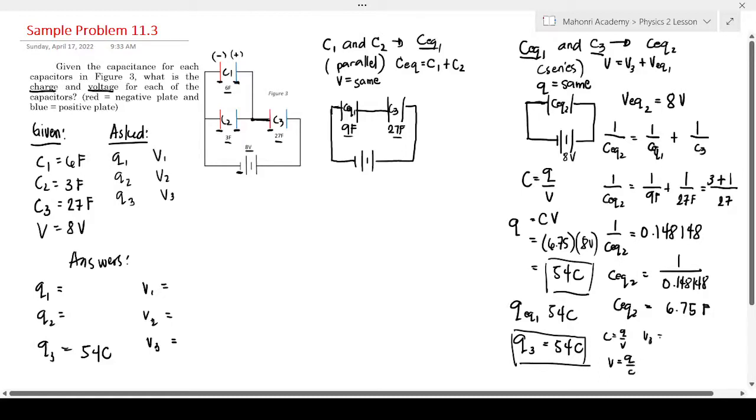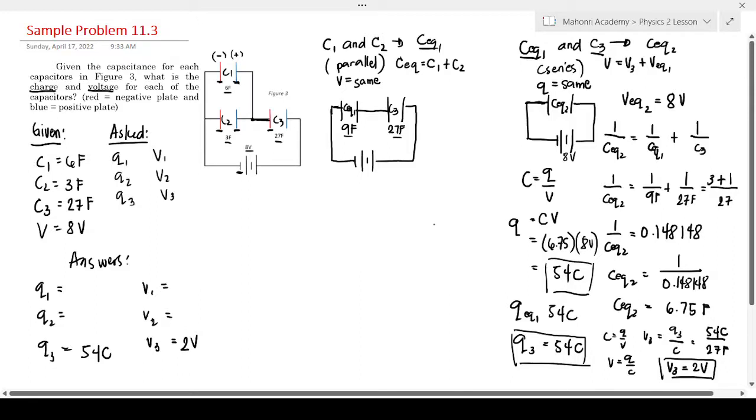So V3 is just equal to Q3 divided by our capacitance for C3, which is equal to 54 coulombs divided by the capacitance of 27 farads. So V3 is actually equal to about 2 volts. So we now have our answer for our V3.